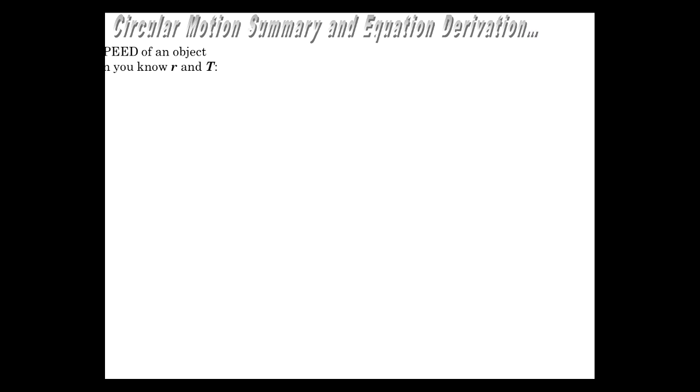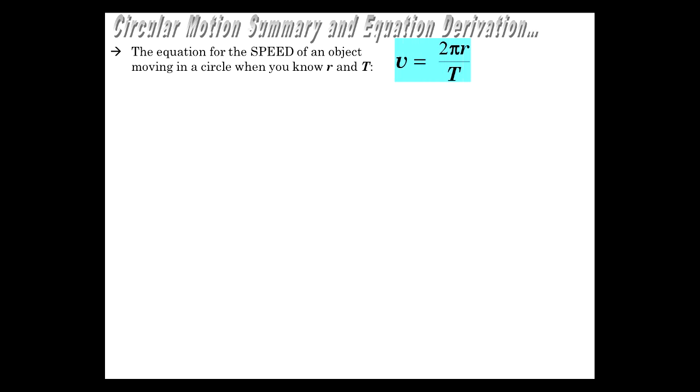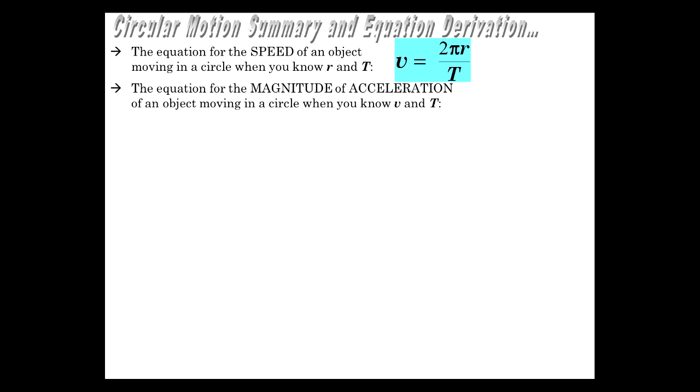We will now present all the equations of motion for circular motion that we need. First of all, we've seen that v is equal to 2 pi r over t. If you know the radius and the period of rotation, there you go. Now the magnitude of acceleration for an object moving in a circle, if you know the speed and the time around the circle, is similar, 2 pi v over t.